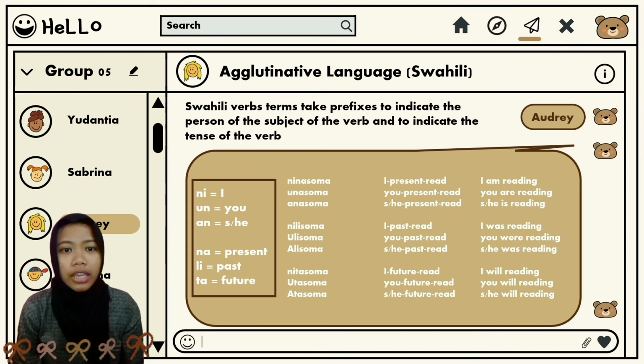And if you want to say you were reading, the "ni" part will change to "u" and the "na" part will change to "li." It becomes "Ulisoma." "Li" means past tense and "u" means you. And if you want to say future tense, you just need to change the "li" part to "ta" and it means future tense. For example, "Utasoma." "U" means you and "ta" means future tense. And it means you will read. Okay, that's all about agglutinative language.